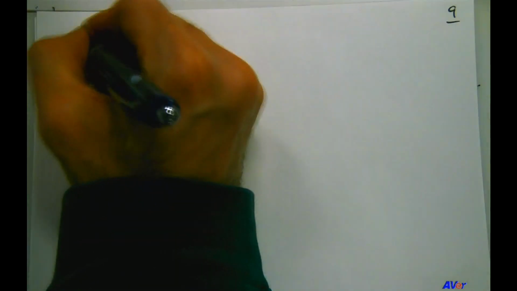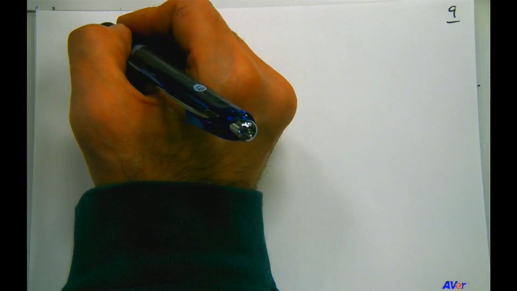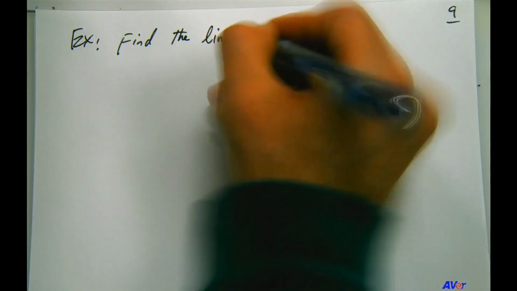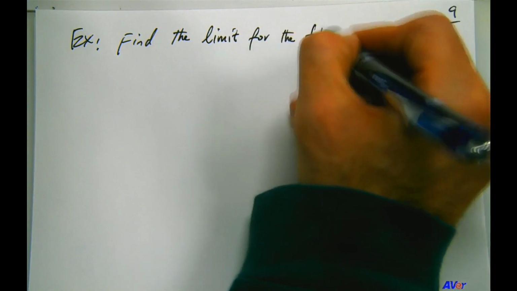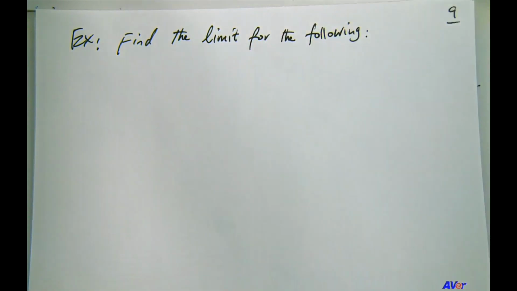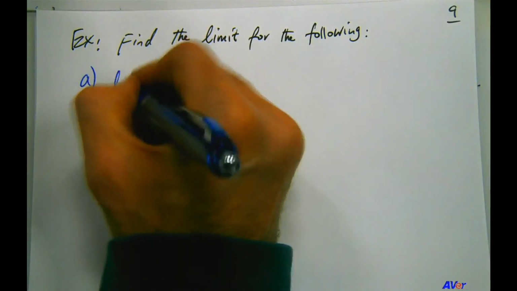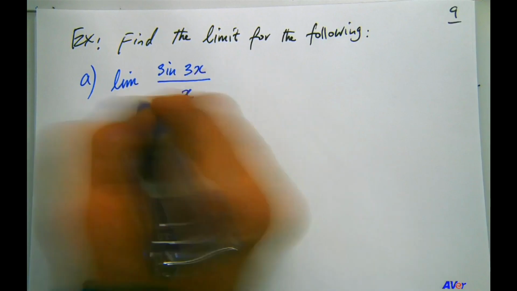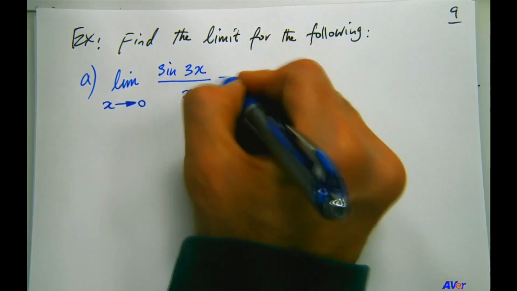So let's see more examples here. Okay, so suppose, and this one, this is part A, and then we have a part B for this. So we want to find the limit for the following. So we have the limit of sine of 3x divided by x as x approaches 0. We want to know what is that limit equal to.